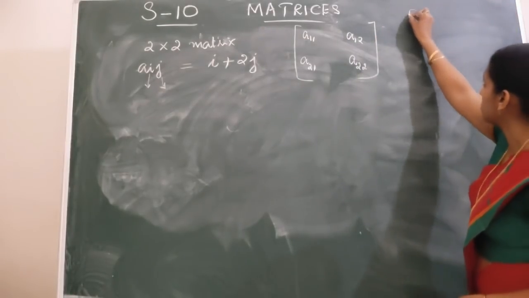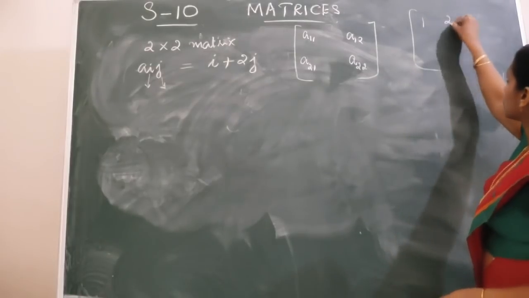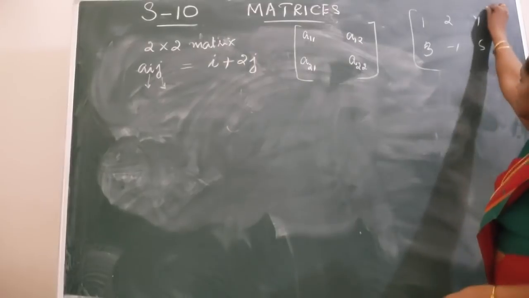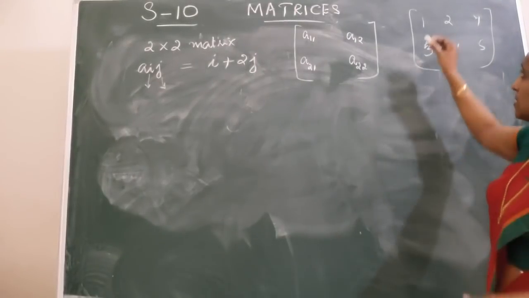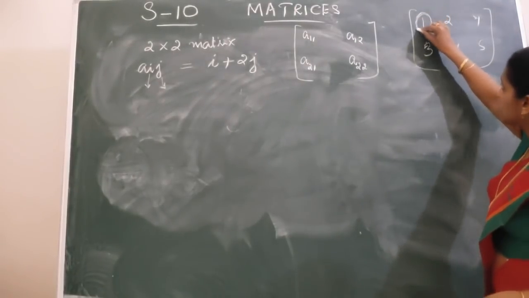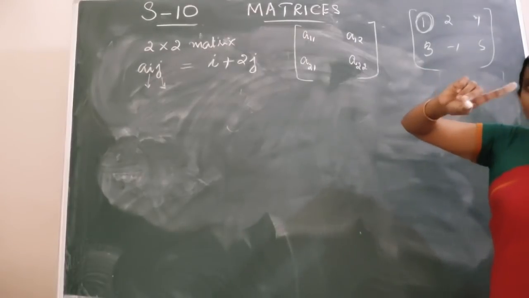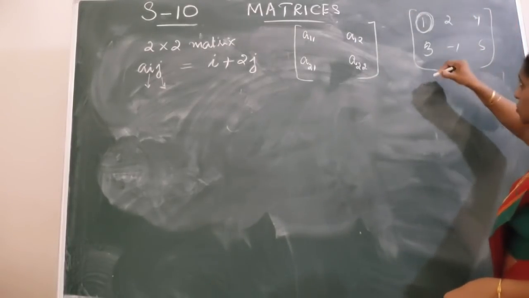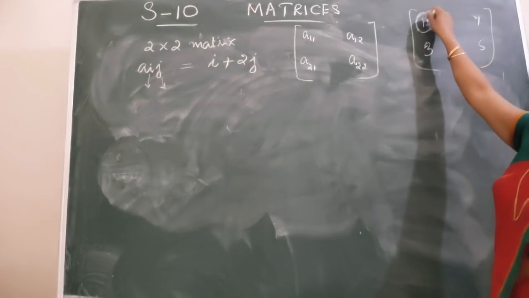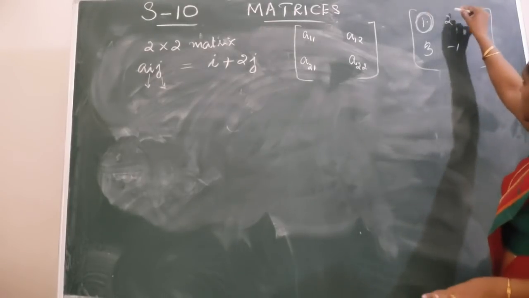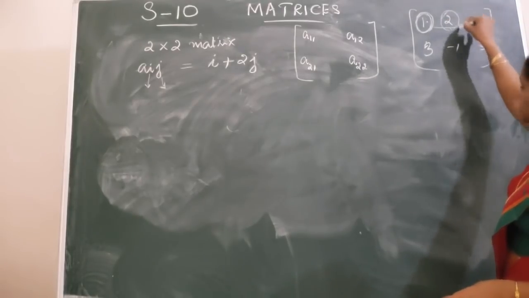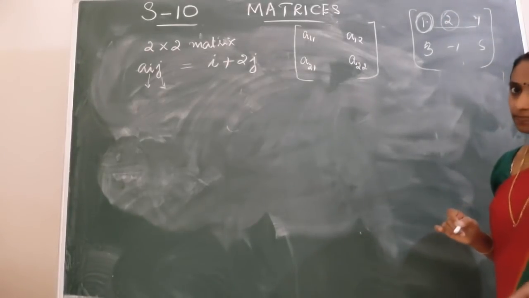As I have told you, in the general form, if you write a matrix 1, 2, 7, 3, minus 1, 5, what is the place of 1? This is the row and this is the column, so the first row with the first column. And if you indicate this row and column, this is the first row as well as the second column.